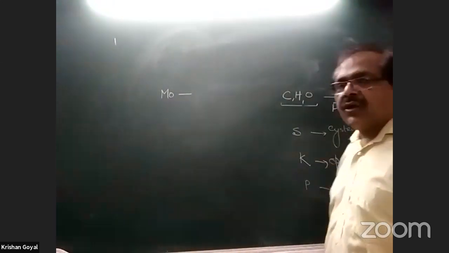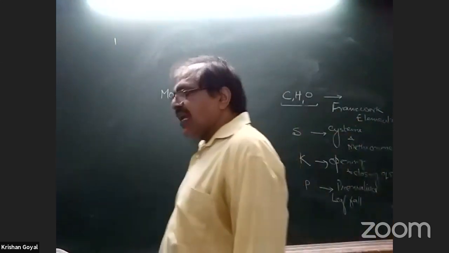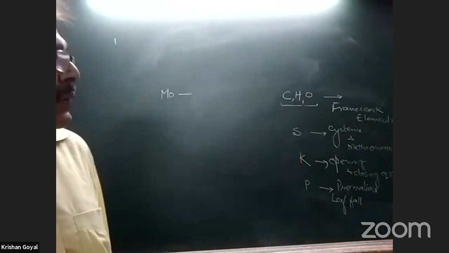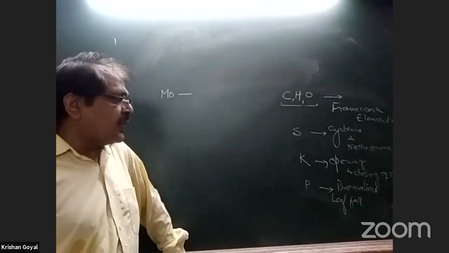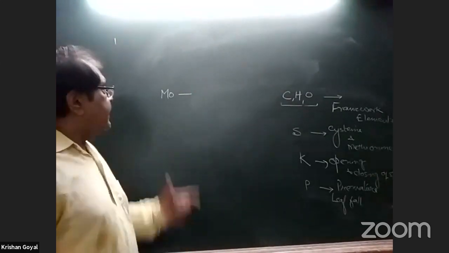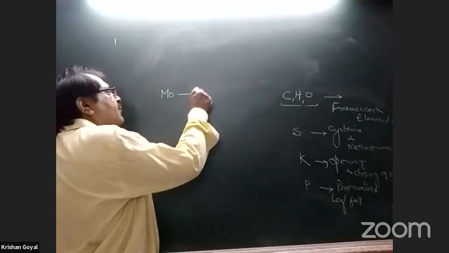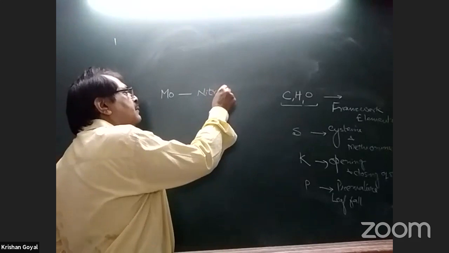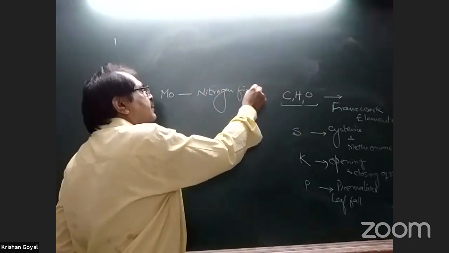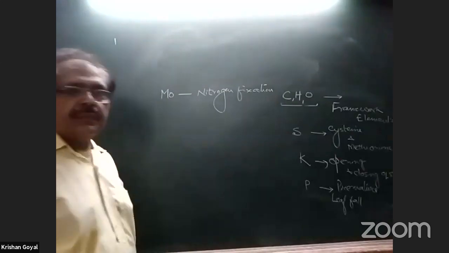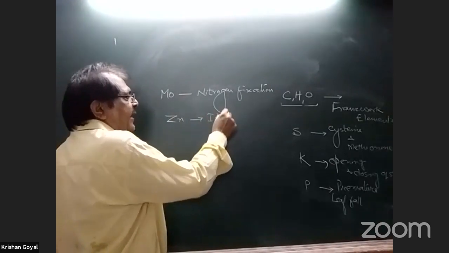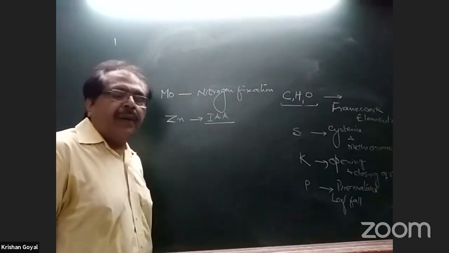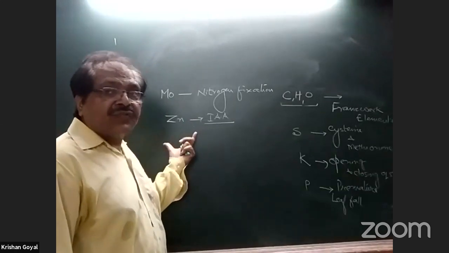This is carbon, hydrogen, oxygen. They are called the framework elements. Sulfur is present in cysteine and methionine. Potassium is for opening and closing of the stomata, and phosphorus is responsible for premature leaf fall. Then comes molybdenum. It is responsible for nitrogen fixation. Then zinc. Yesterday I told you IAA, indole acetic acid, is formed from tryptophan in the presence of zinc.